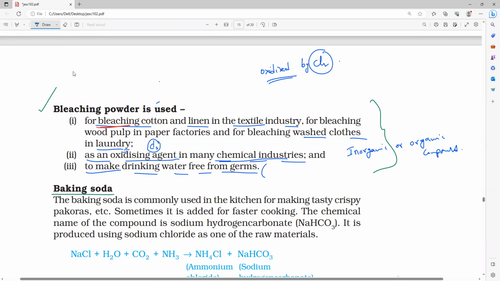Even if you want to prepare, for example, chloroform. If you take chloroform, what is the formula of chloroform?